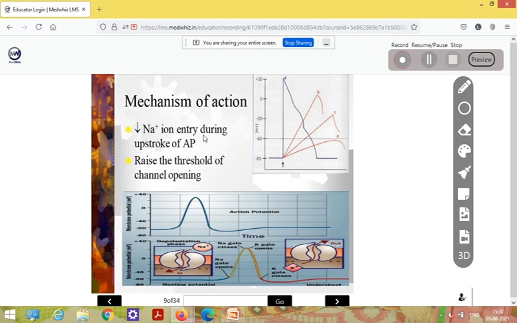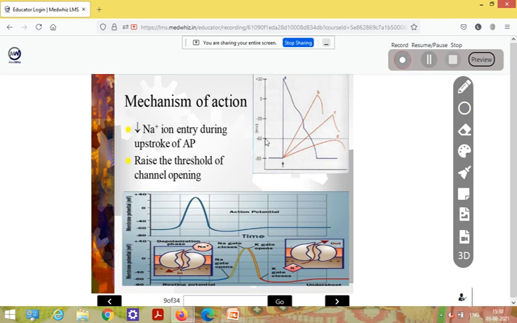Now, by blocking the sodium channels, what are these local anesthetics doing? They are reducing the sodium ion entry during the upstroke of the action potential. So because of this, what happens? You are actually raising the threshold. Now, what do you understand by the statement raising the threshold? It means that you are making the slab higher than the previous one. So when you make something like a barrier, you increase the height. You need more energy to cross it, isn't it?